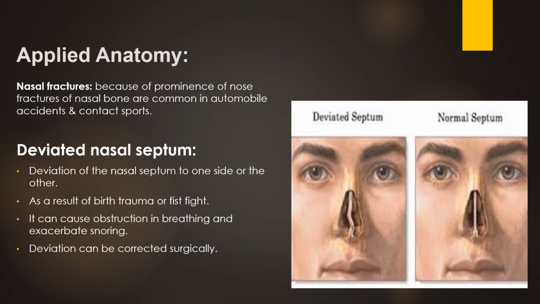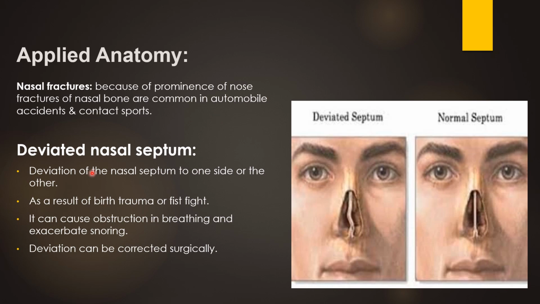Let's discuss the applied anatomy of today's lecture. That is the nasal fractures. Because of the prominence of the nose, fractures of the nasal bone are really common in automobile accidents and contact sports. Then deviated nasal septum.